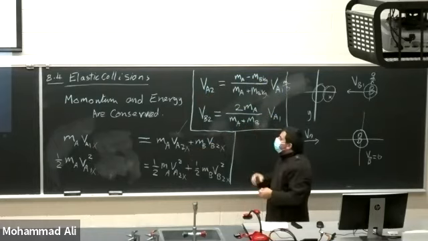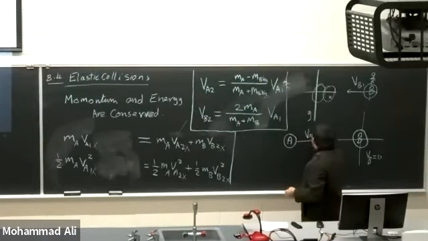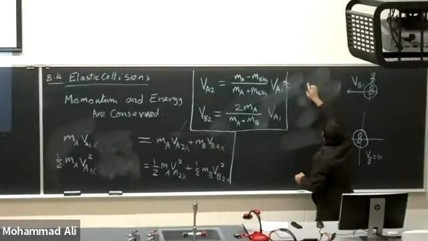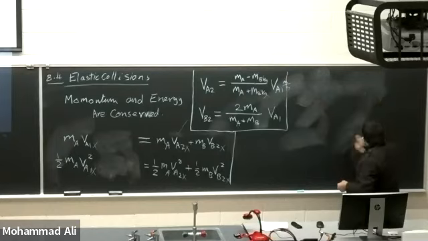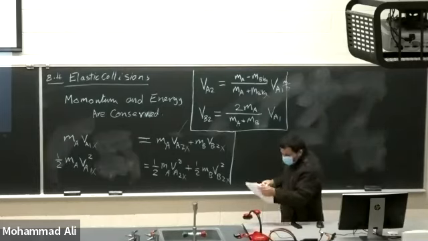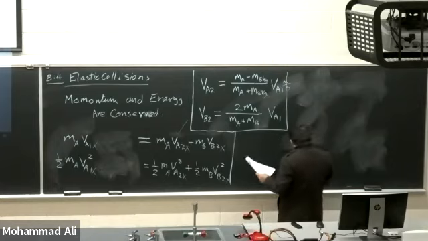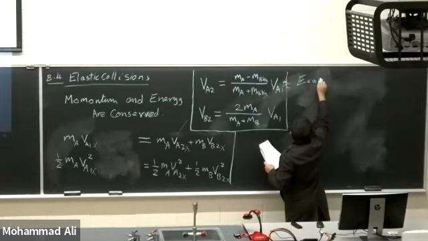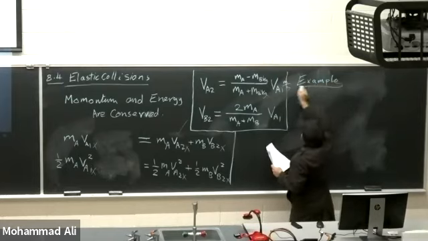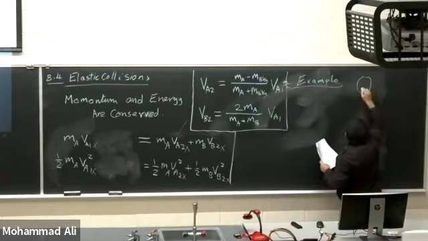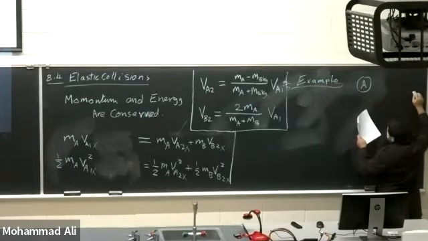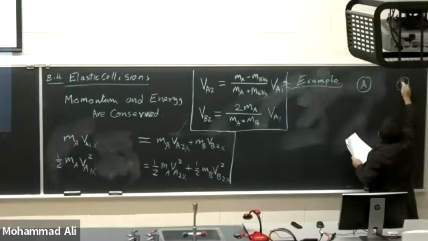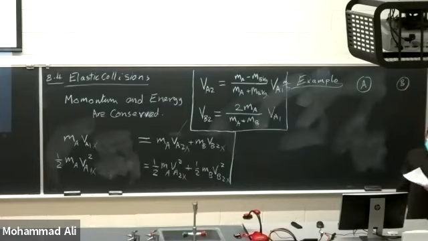Let us now look at a simple example. All the examples will be simple because the equations are direct to be solved. For example, if we have two objects, object A and object B, and they are moving just in one dimension, in the x direction.